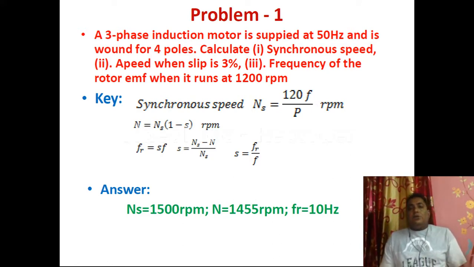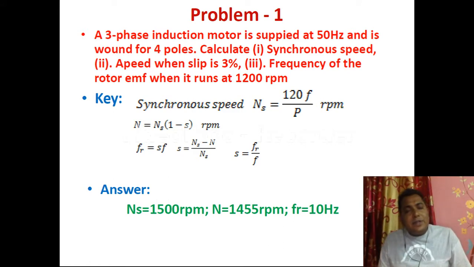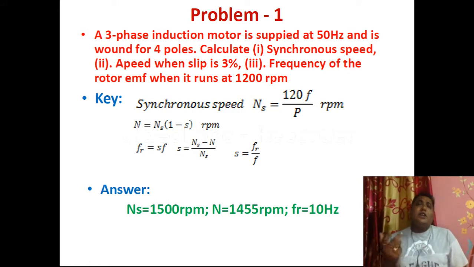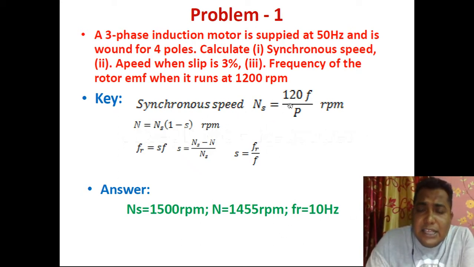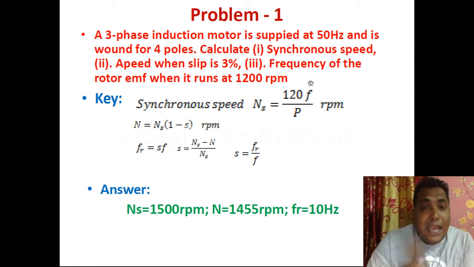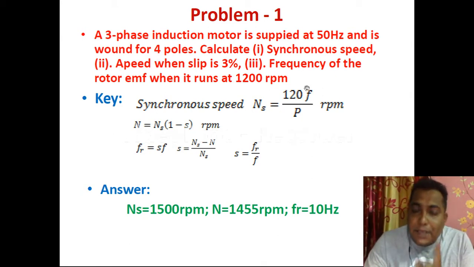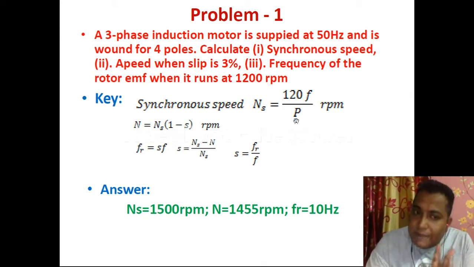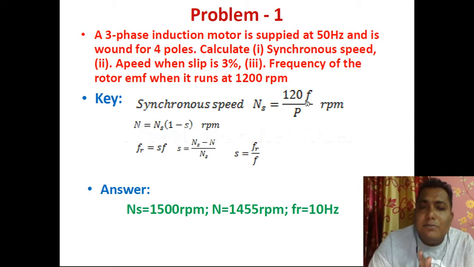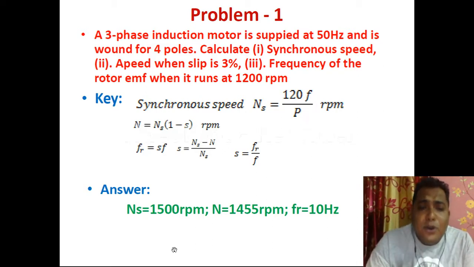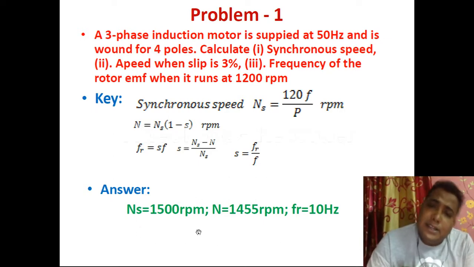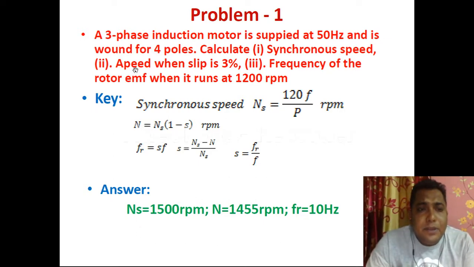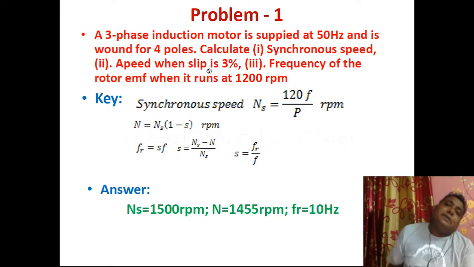So, what is the value of the synchronous speed? What is the formula? Follow my pointer. Ns is equal to 120 F by P. F is given in the problem as 50 Hz, and P is also given as 4. If we put the values, we can find the answer: 120 into 50 by 4. So Ns is equal to 1500 RPM. Correct?